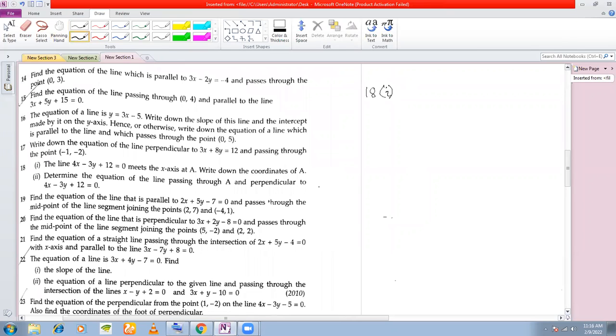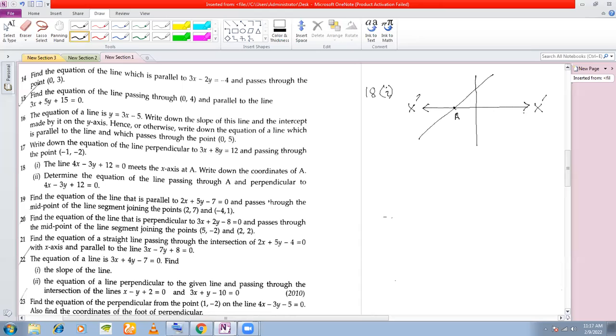Question 18.1: the line 4x minus 3y plus 12 meets the x-axis at A. Write down the coordinates of A. So if I have a straight line that meets the x-axis, this is your x-axis, right? Let's say this straight line meets the x-axis at this point. Let's call this point A. How do you find out the coordinates of A?